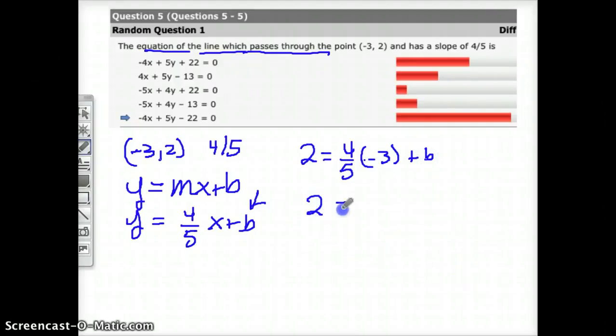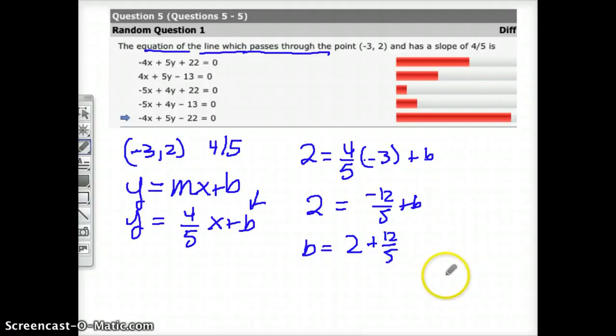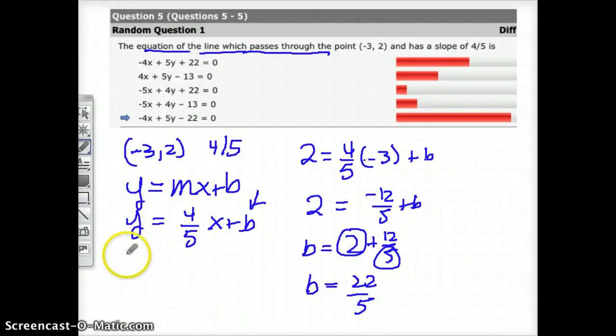Do a little arithmetic: negative 12 over 5 plus b. So b is equal to 2 plus 12 over 5. An easy way to do this is just multiply 5 times 2 and get 10. That's 22 over 5. Okay, so basically we're done. Let me go back over here. y equals 4/5 x plus 22 over 5.